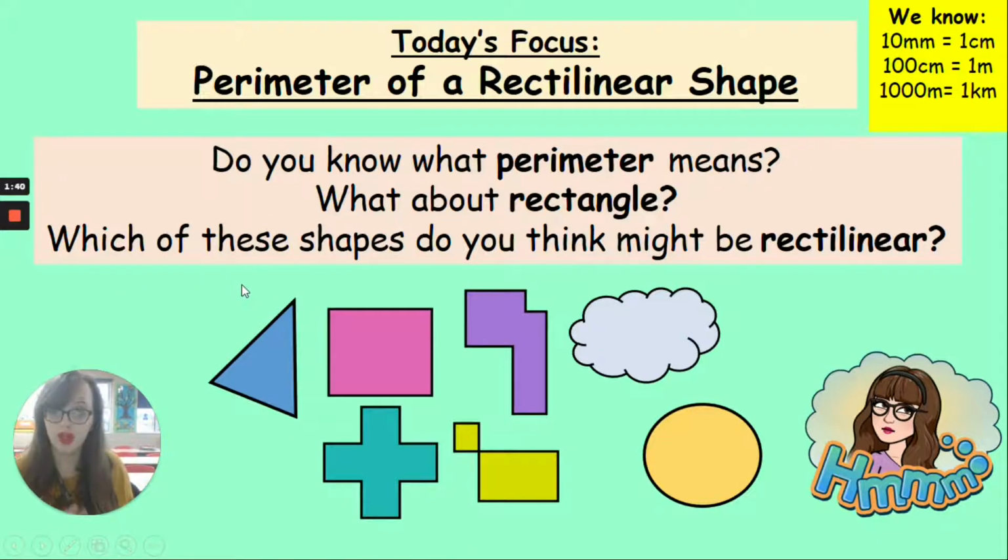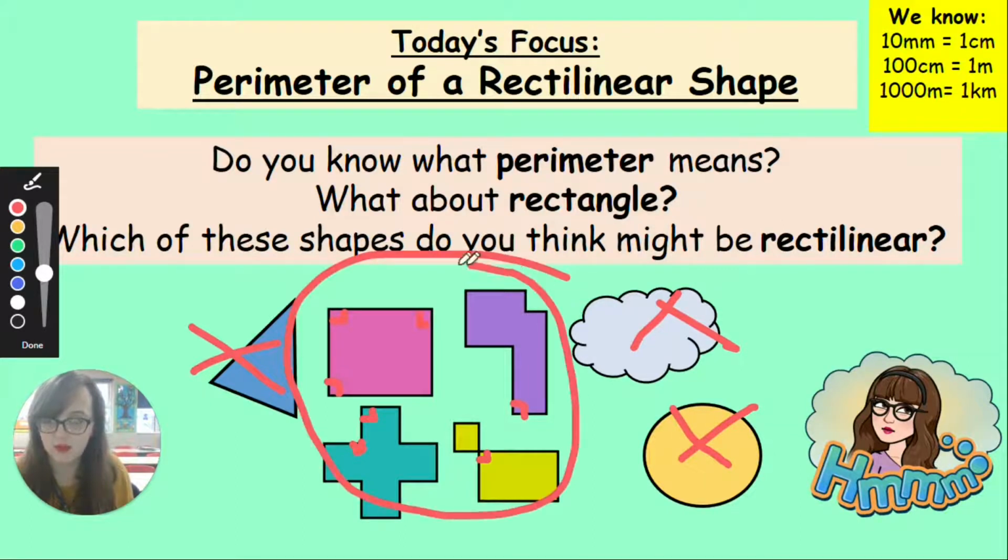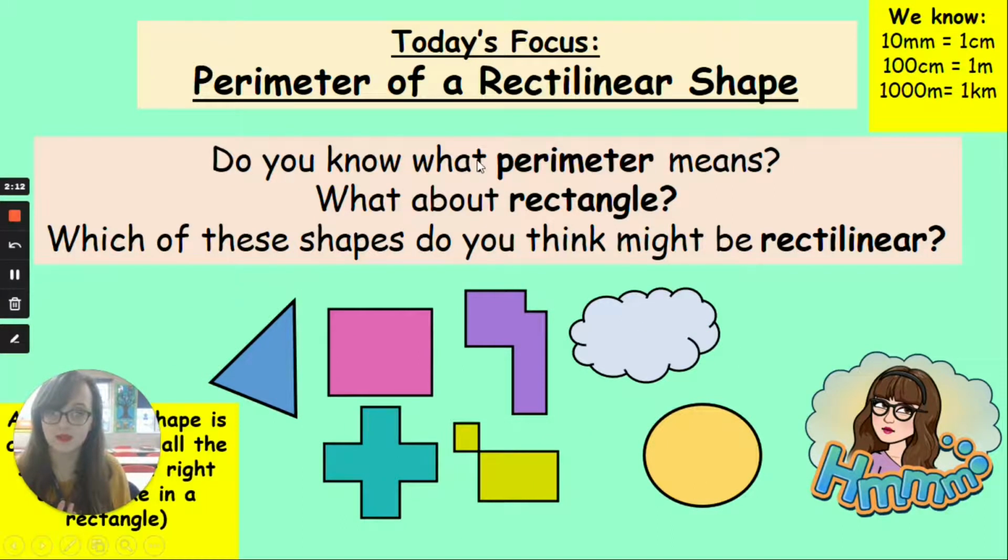So, a rectilinear shape is a shape that is made up of right angles. So if I look at this triangle, there are no right angles here, no square-edged corners. So this shape is not rectilinear. The cloud has no right angles. The circle has no right angles. However, I can see right angles in these shapes, in all of the corners. All of the corners here are right angles. All of these corners are right angles. So these shapes in the centre are rectilinear shapes. They're made up of right angles.